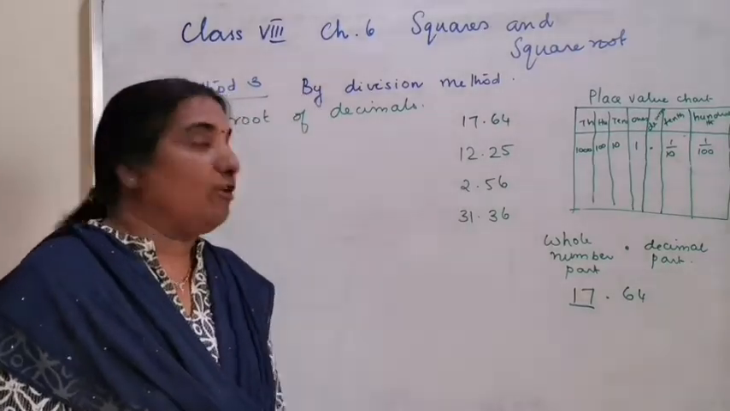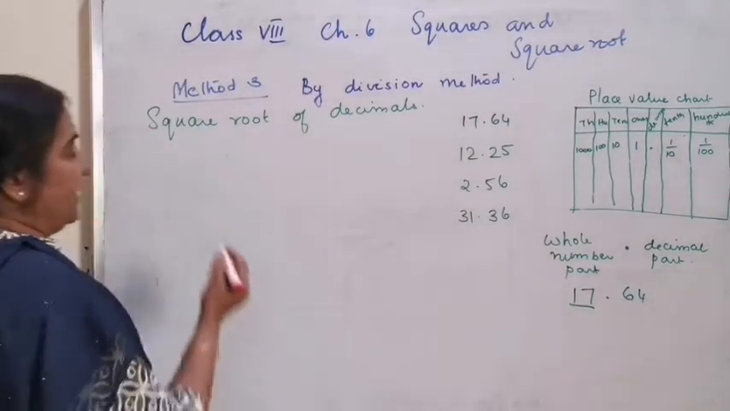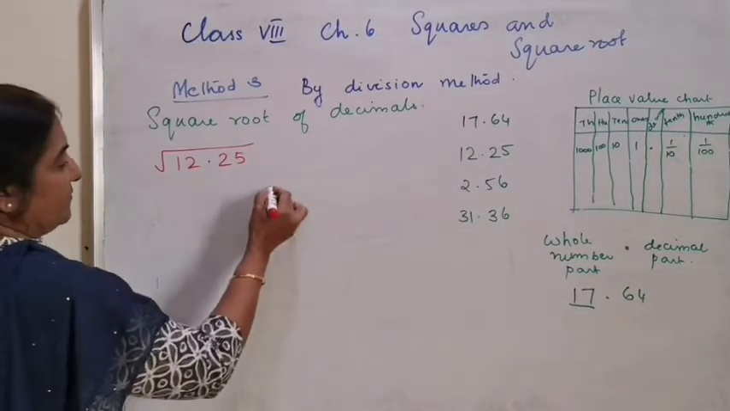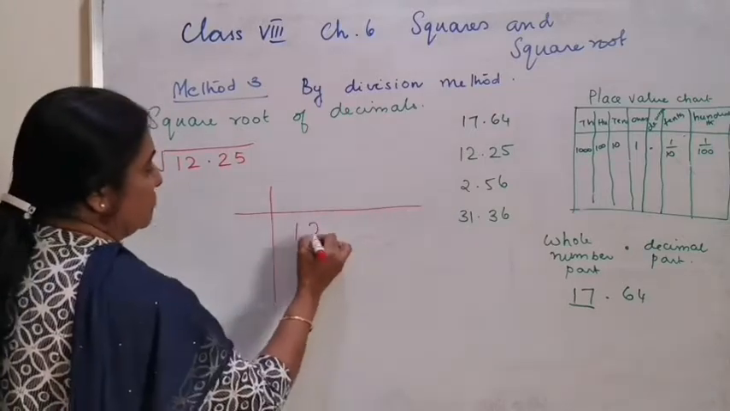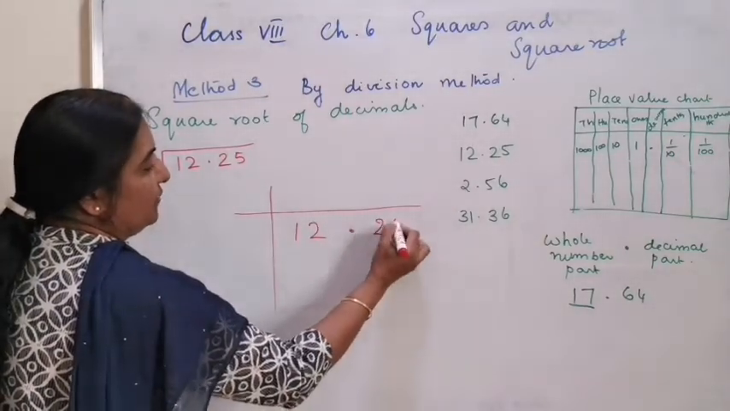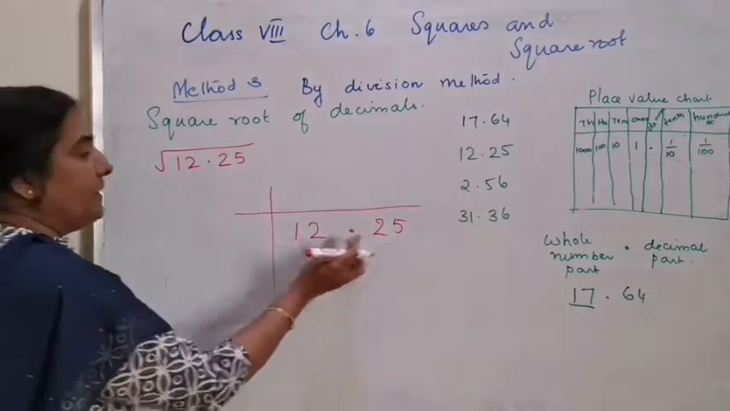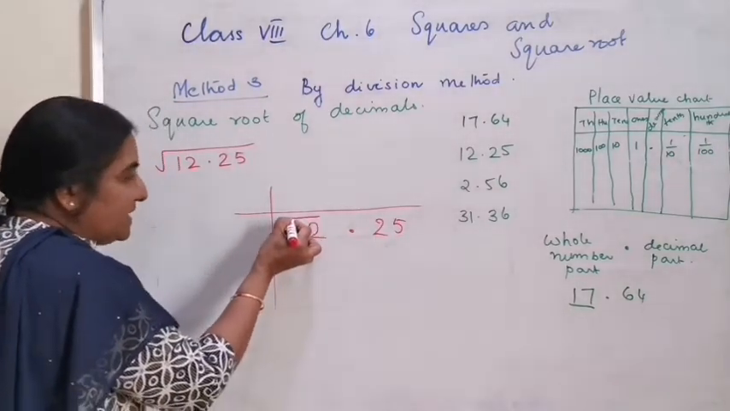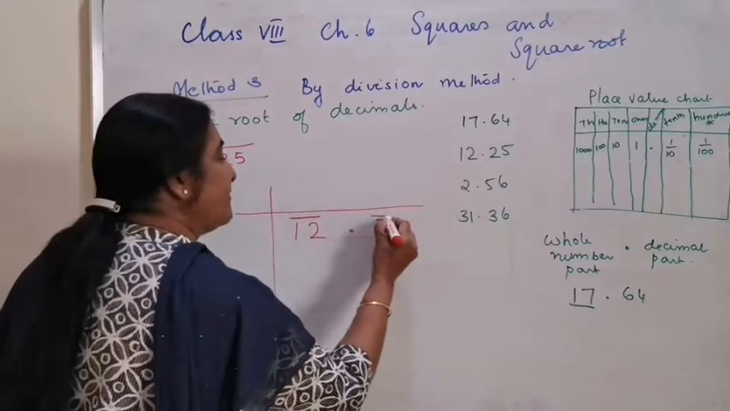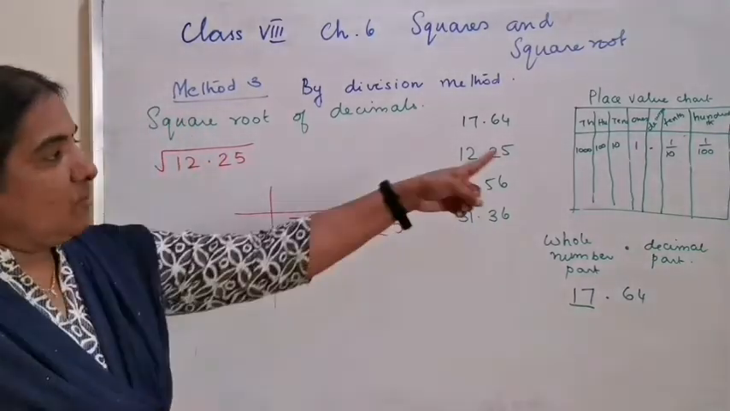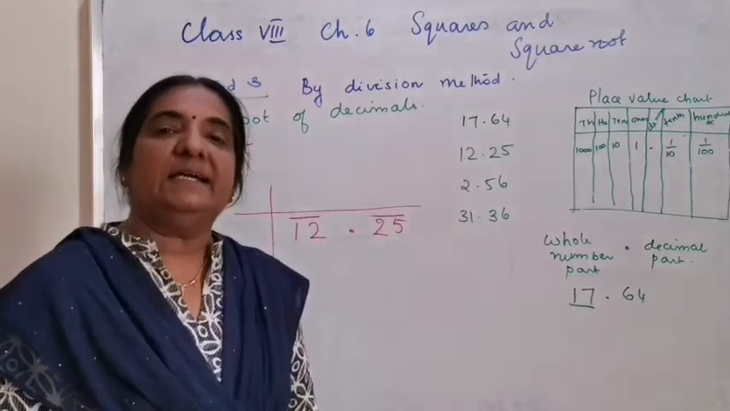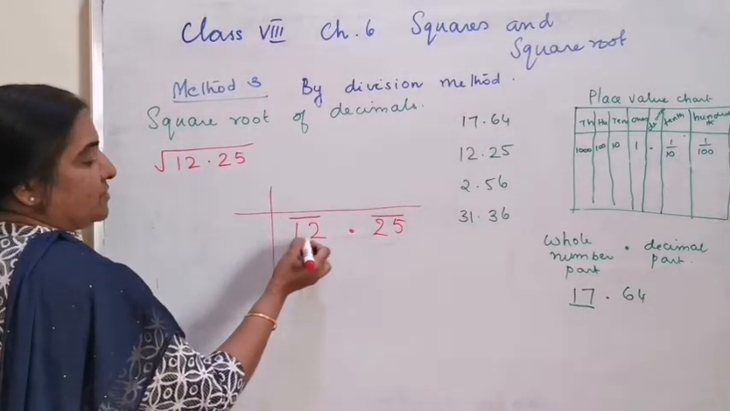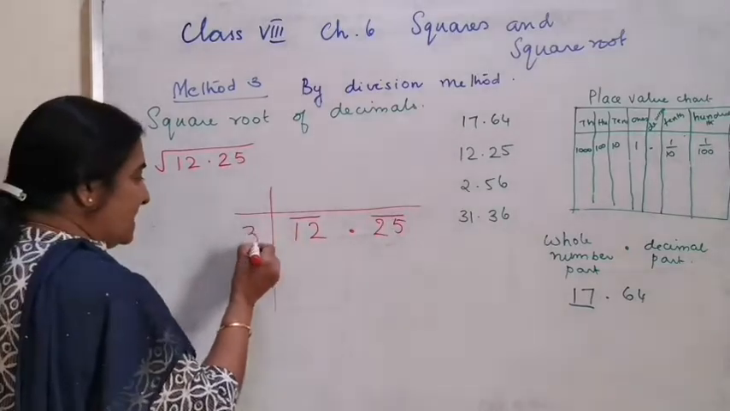Next is the square root of 12.25. 12 as the whole number part, 25 as the decimal part. 12 in this grouping and 25 from the 1 by 10 or 1 by 100, that is the 10th and 100th position. Next, the perfect square close to 12 is 3.